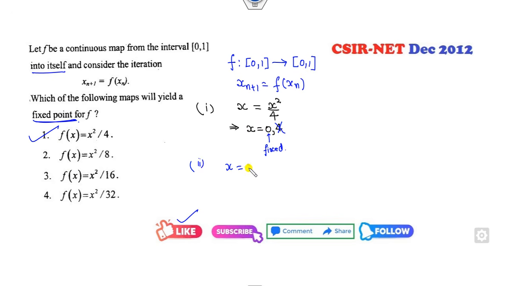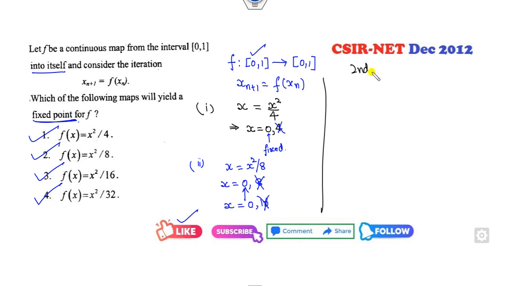Look at the second point. I can take x is equal to x square by 8. The fixed points are 0 and 8. This point lies outside, but still this belongs to this closed interval. Yes, this is also a point. Similarly for the third case, fixed points are 0 and 16. Yes, 0 is also there. 0 and 32, that is also a point of the interval, fixed points. So all are my correct answers. There is one more method.